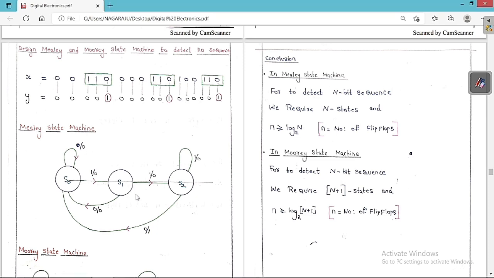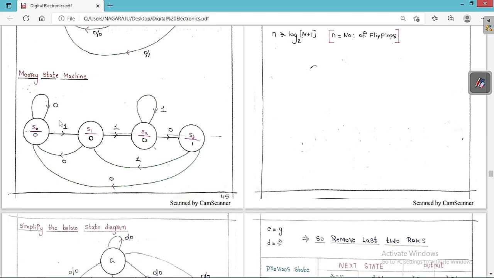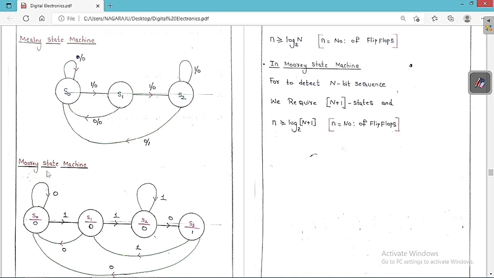Now, the Mealy state machine. For the Mealy state machine, there will be 4 states: S0, S1, S2 and S3. Listen carefully. If the input is 0, the output will always be 0. If the input is 1, we go to the new state with the output always equal to 0. Again, if the input is 0, it goes to the initial state and the output is also always 0 here.